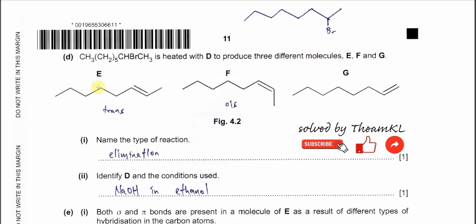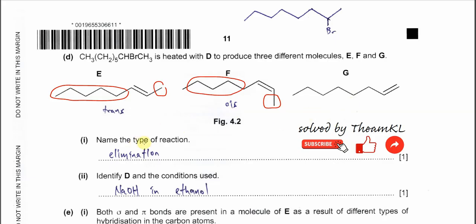Part D. The halogenoalkane is heated with D to produce three different molecules, E, F, G. The E and F actually are the cis-trans isomers. For the CC double bond here, the two larger groups are on different sides, so it's a trans isomer. And for this one, the two larger groups are now on the same side, so it's a cis isomer. And the G is another isomer that is produced.